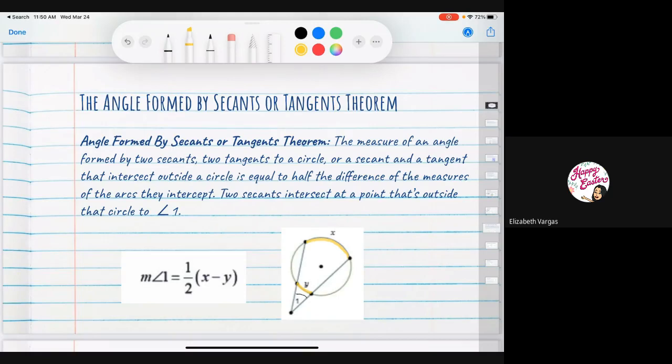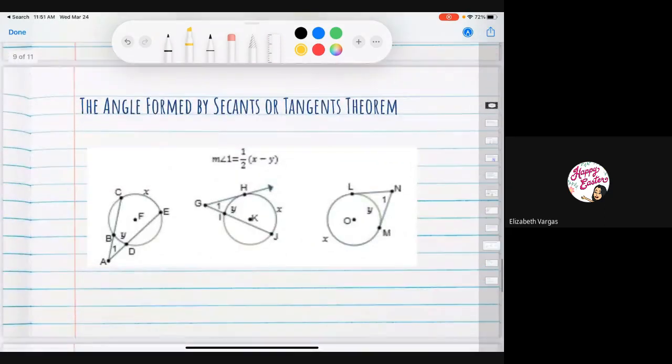The measure of angle 1 is equal to 1/2 x minus y. So doing that equation, we can find the missing angle measure. And this applies for all these different types. We can have two secants, two tangents, or a secant and a tangent. Whichever one, it applies to all these different types.